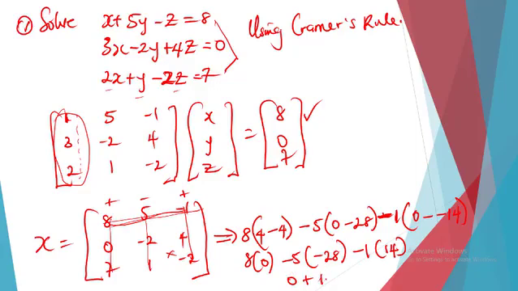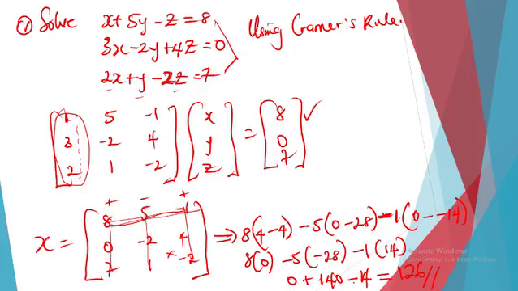140, and then minus 1 times 14 will give us minus 14. 140 minus 14 will give us 126, and that's the value of what? The value of x. Okay, that's the determinant of x.